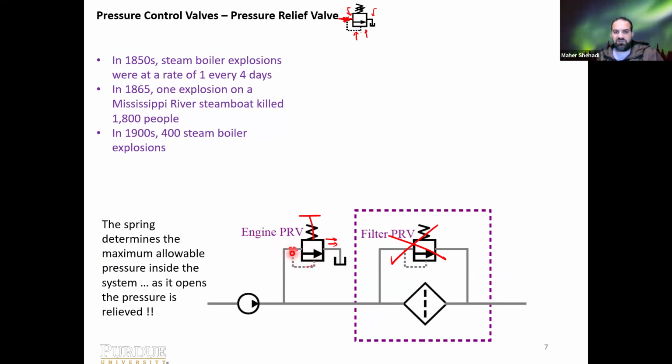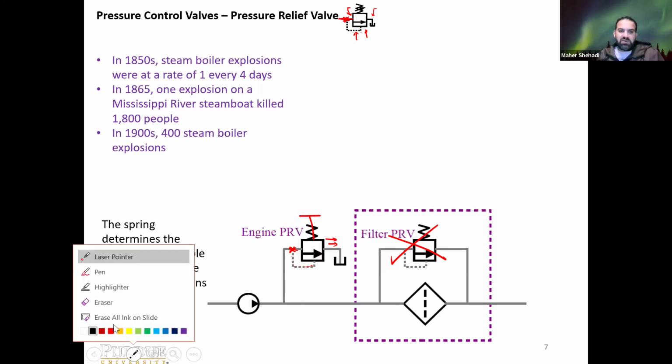It measures the pressure. If it crosses this cracking pressure, it is going to open. So when we say normally closed, that's why we see this arrow. It's not aligned with the line, so it doesn't allow any movement. So it would start relieving the pressure.